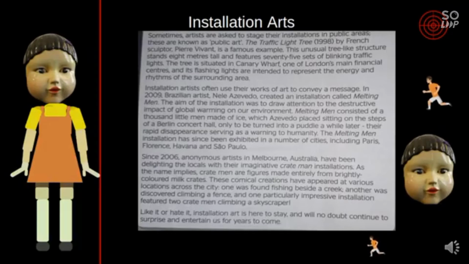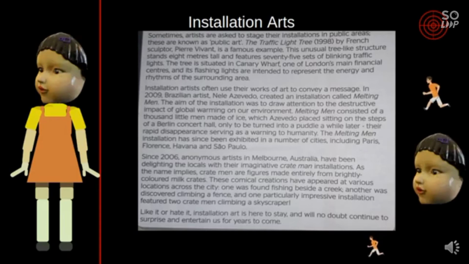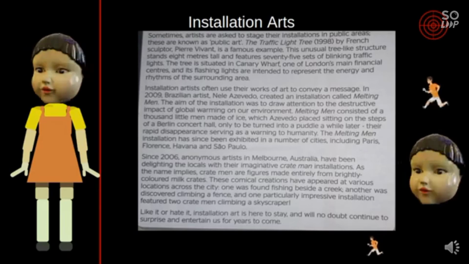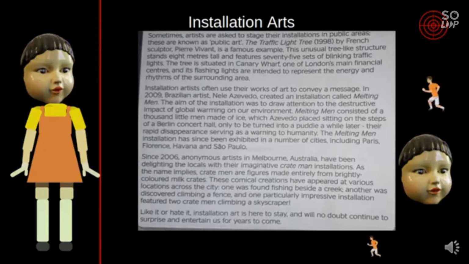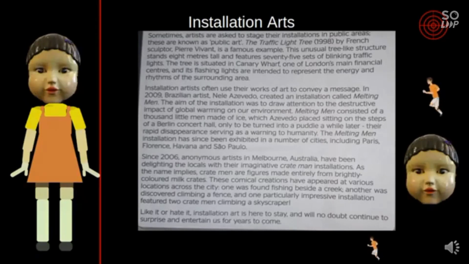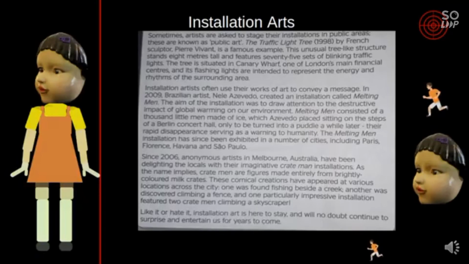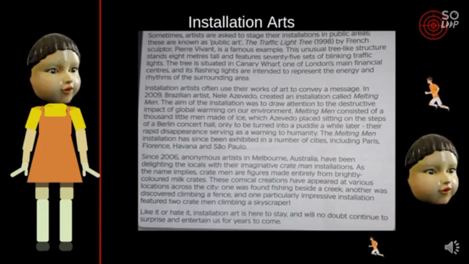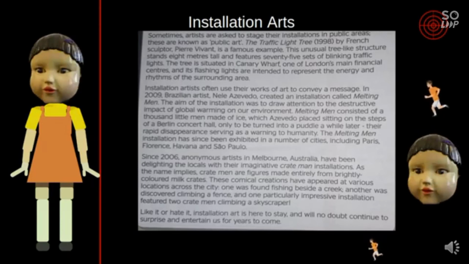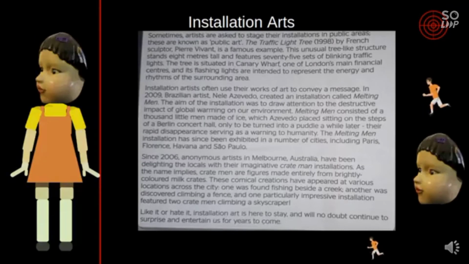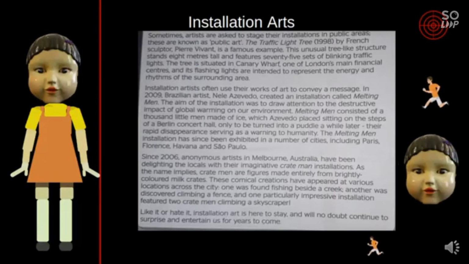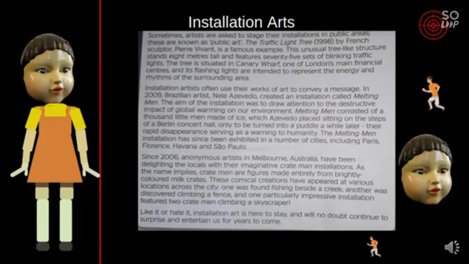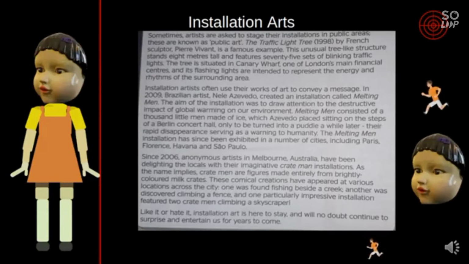Since 2006, anonymous artists in Melbourne, Australia have been delighting the locals with the imaginative Crate Man installation. As the name implies, Crate Men are figures made entirely from brightly colored milk crates. These comical creations have appeared at various locations across the city. One was found fishing beside a creek, another was discovered climbing a fence, and one particularly impressive installation featured two Crate Men climbing a skyscraper. Like it or hate it, installation art is here to stay and will no doubt continue to surprise and entertain us for years to come.